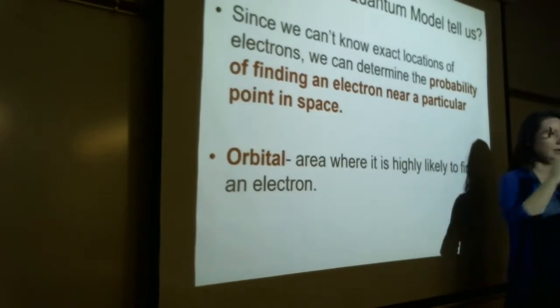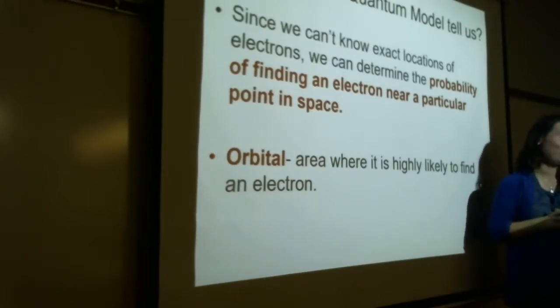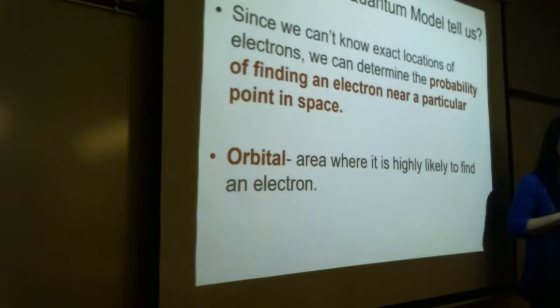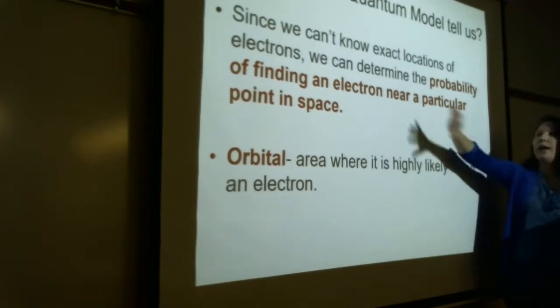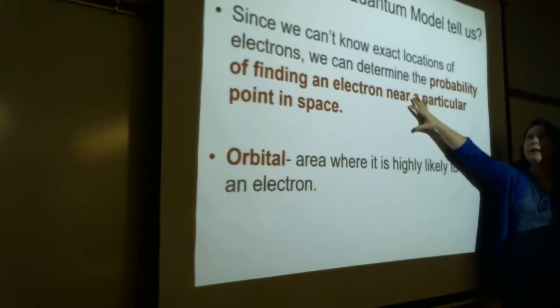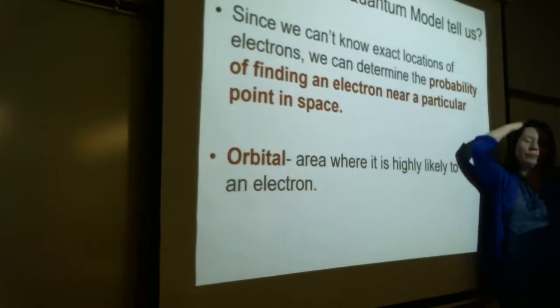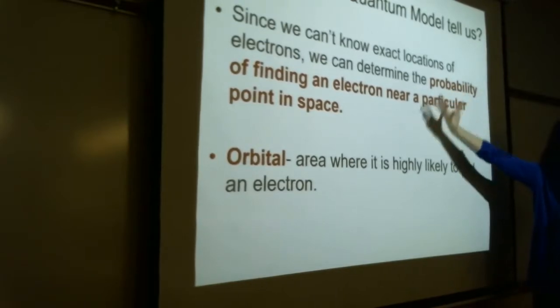Everything's nice and pretty and neat, and that's not how it works, right? We can't know exact locations of electrons. The particulate nature versus the wave nature: they behave like waves and like particles, whereas you just behave like a particle. So we have to use a whole new branch of physics called quantum mechanics to explain the behavior of electrons.